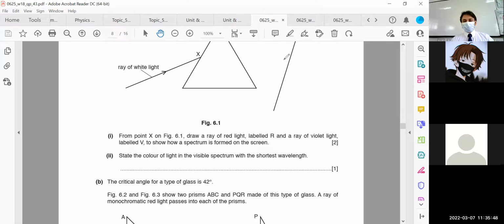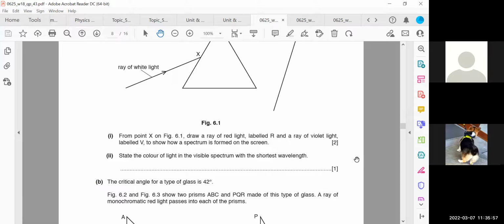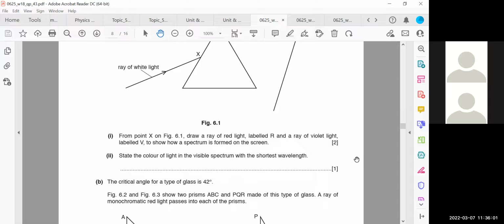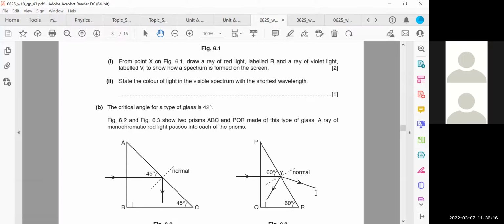Shortest wavelength is with which color? What color has the minimum wavelength? Violet. Violet color has the shortest wavelength. Yes, you have to remember this value, and the red color has the highest value of wavelength.